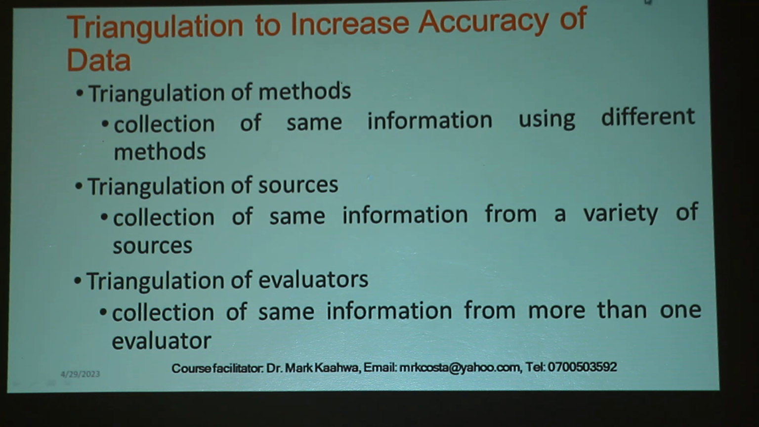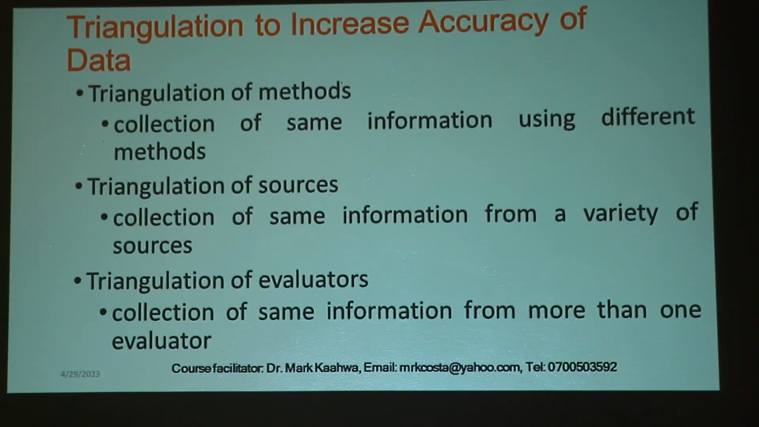Triangulation. What do we mean when we talk of triangulation? Now, triangulation increases accuracy of the data, and accuracy of the data leads to accurate findings. Now, when we talk of triangulation, we mean the use of more than one. Triangulation of methods, for example. It means the collection of same information using different methods.